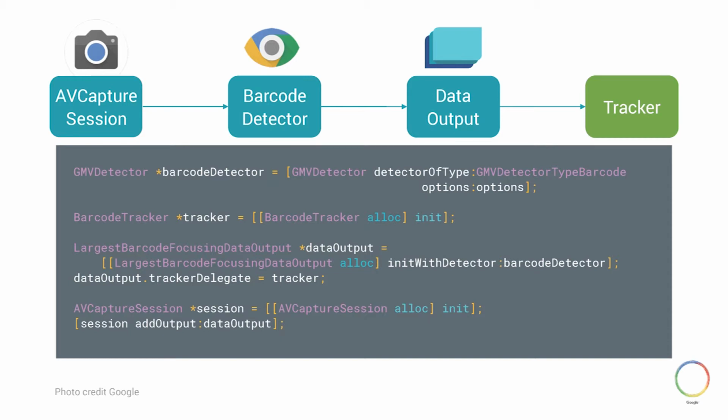So the rest is very similar. You want to specify a detector. You want to specify a tracker where you put your business logic, and that you are using the largest barcode focusing data output instead of the processor, and then you're streaming the camera pipeline using the session.